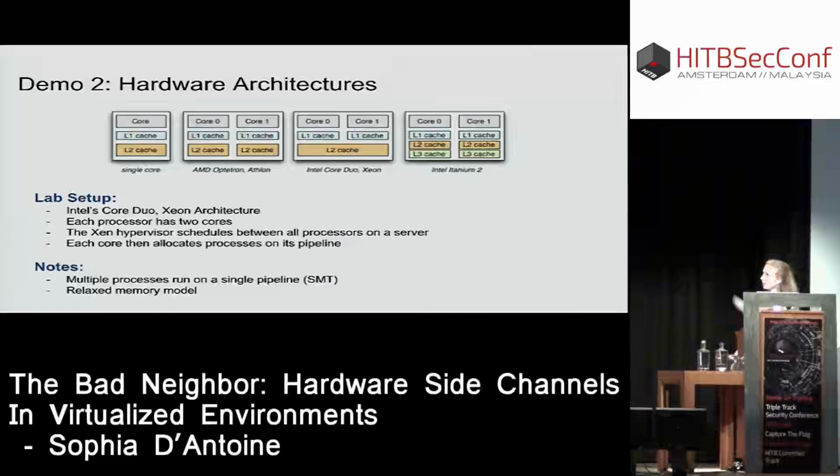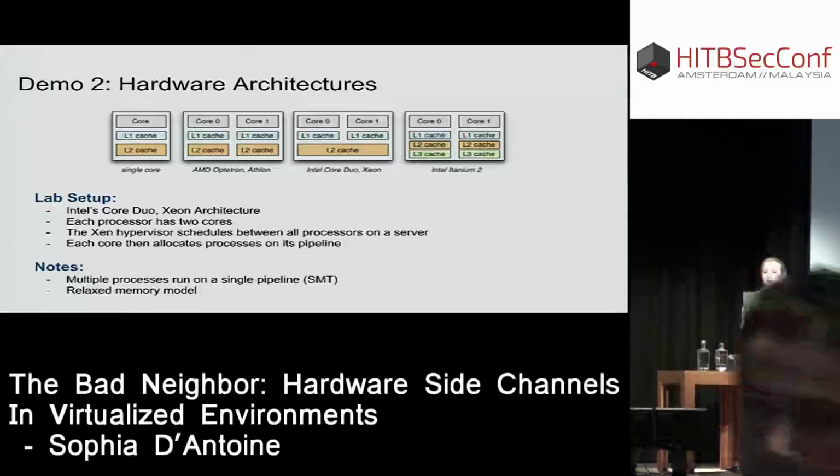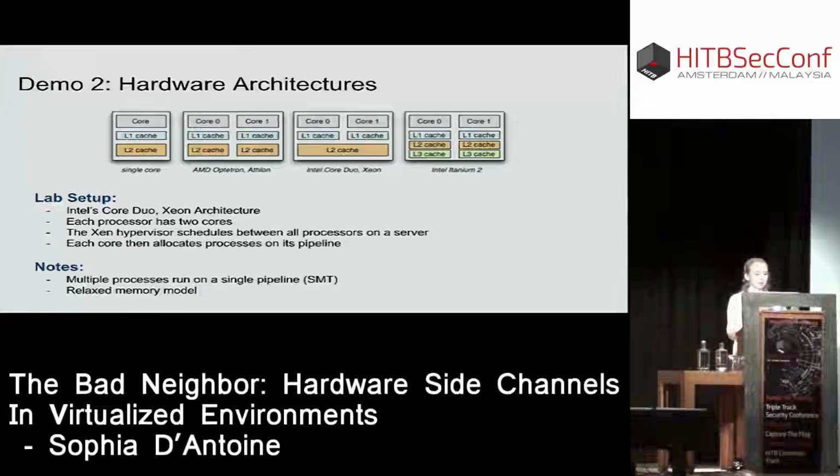All right, so just some general information about my setup before I go into it. I used Intel's Core Duo Xeon architecture with 2 cores. I used Xen hypervisors because that is the most common scheduler out there, used like in Amazon Cloud and things like that. And these things I mentioned before, but my 2 processes are running in the same pipeline, and it's a relaxed memory model.